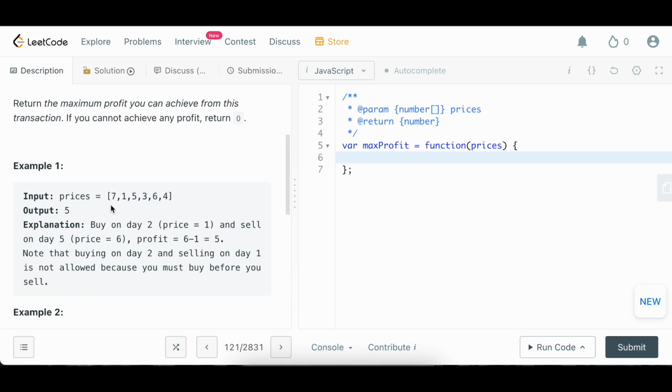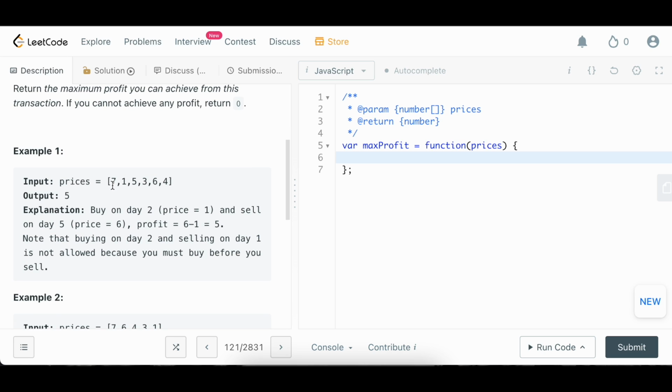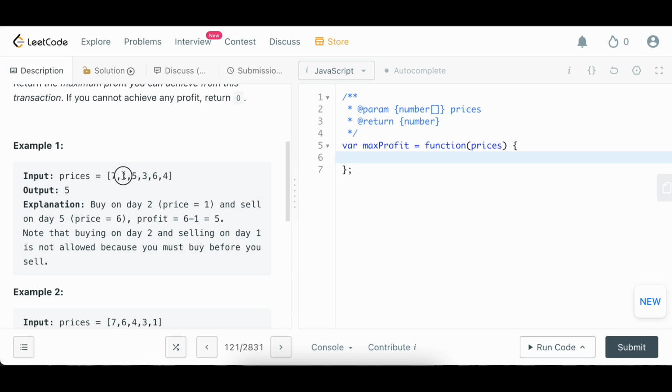So let's look at example one. Here we were given prices on different days: 7, 1, 5, 3, 6, 4. If we decide to buy the stock on day 2, where the price is 1, and then sell it on day 5 where the price is 6, we get a profit of 6 minus 1, which is equal to 5. You could do any other transaction, something like I could buy on day 2 and sell on day 3 where the profit would be 5 minus 1, which is equal to 4, but it is not greater than 5, right? So the maximum value here is 5, which is why we return that.